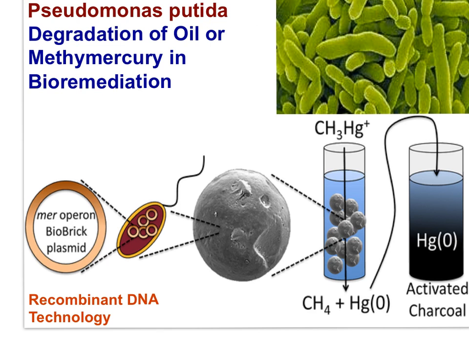Pseudomonas putida is a rod-shaped soil bacterium with a very diverse metabolism, including the ability to degrade oil or methylmercury in the process of bioremediation. Methylmercury is particularly dangerous if it enters the food chain. Pseudomonas putida has been genetically modified with a sequence of genes known as the MER operon. The genetically modified Pseudomonas putida, located in columns, is able to digest the methylmercury.